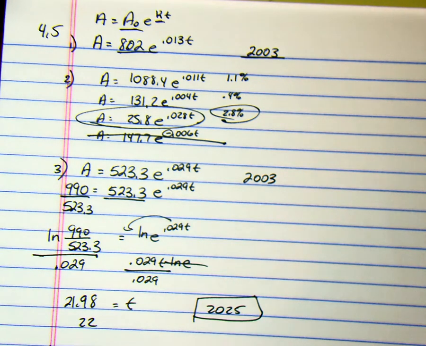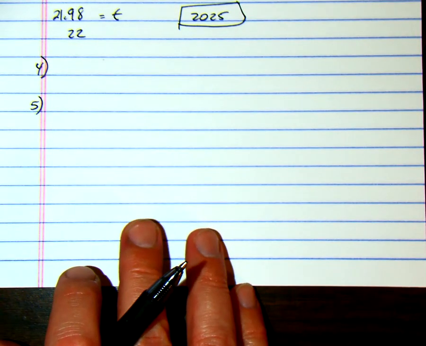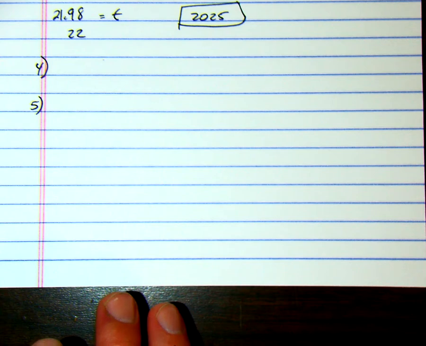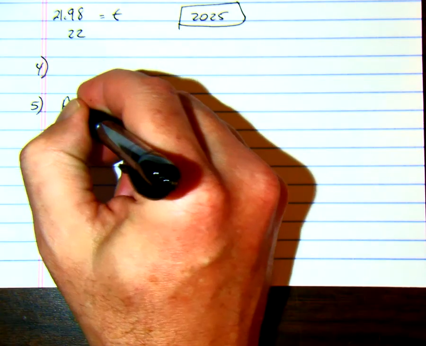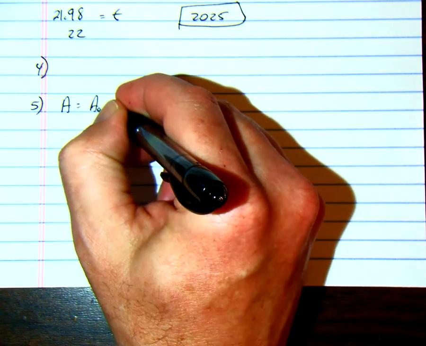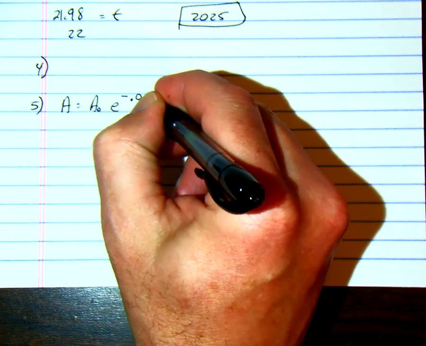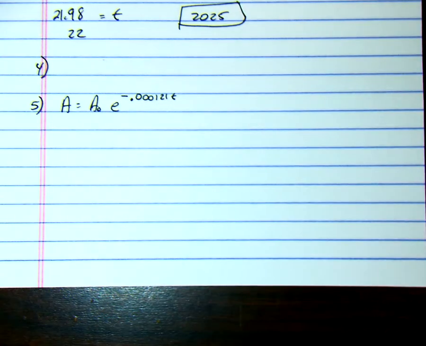Okay? What we need to do is get into number 5 here. In number 5, we have prehistoric cave paintings that were discovered in France. The painting contains 6% of the original carbon-14. It uses a model that looks like this: A equals A sub naught, e to the negative 0.000121t power, to estimate the age of the paintings.